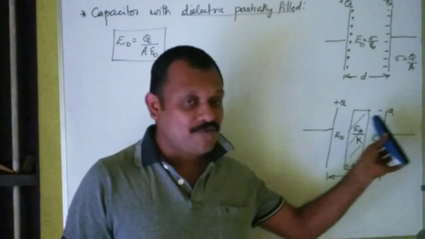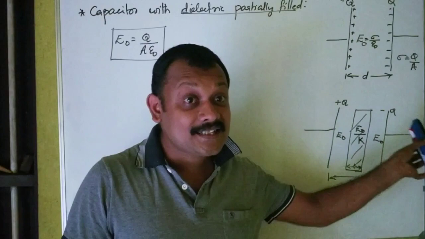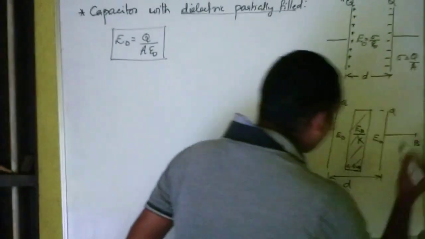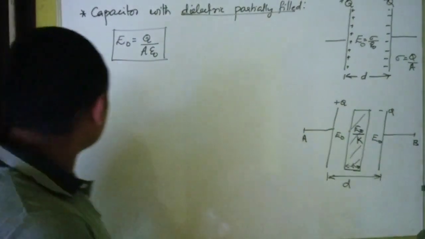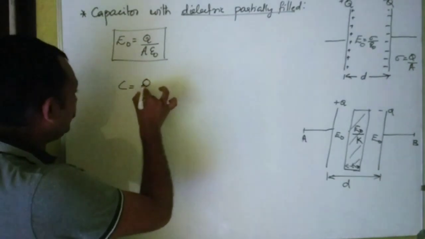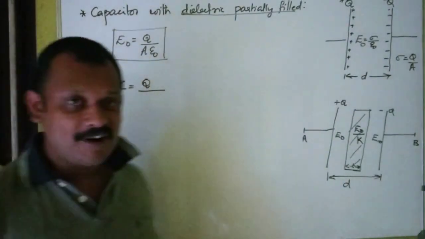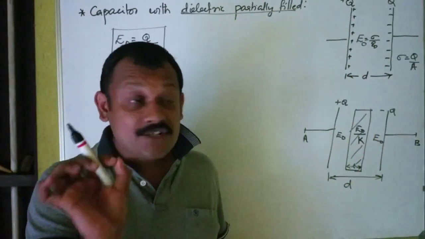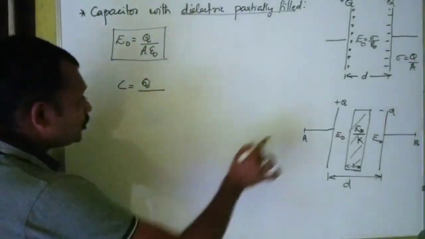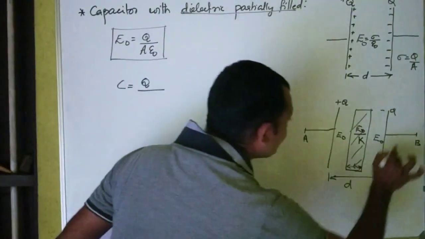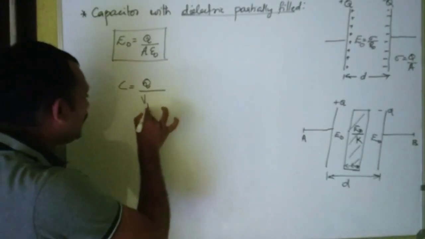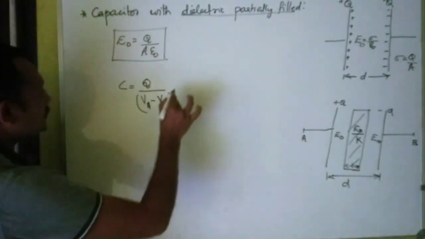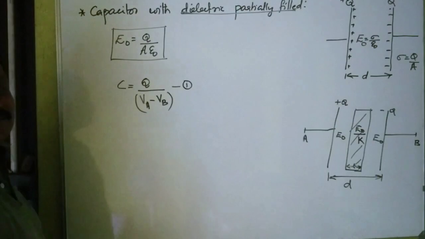Now my requirement is to find out the capacitance of this arrangement. Let me call this point A. Let me call this point B. I need to get the capacitance of this arrangement. The formula for the capacitance C is equal to Q divided by the charge divided by potential difference between the two plates. One plate is connected to the terminal A, second plate is connected to the terminal B. So I will say this is VA minus VB. This is the formula for the capacitance. Let me label it as equation number 1.